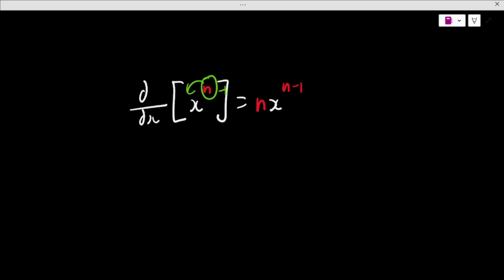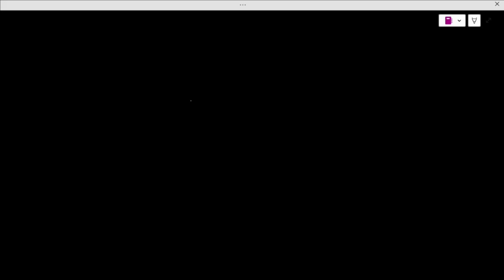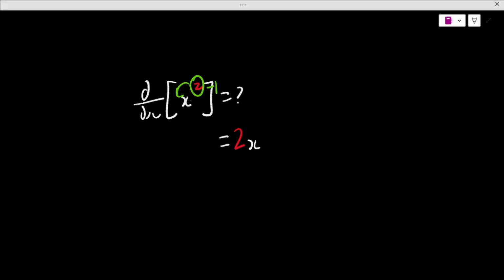Let's try a few examples. Let's differentiate x squared. What would this be? Well, based on the power rule, we will need to bring the power down and subtract 1. When we bring the power down, it would be 2. Then we will still have the x, and then the power is going to be 2 minus 1, which is 1. So the final answer is just going to be 2x.